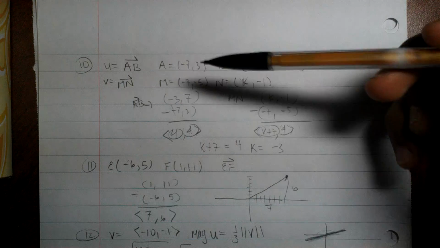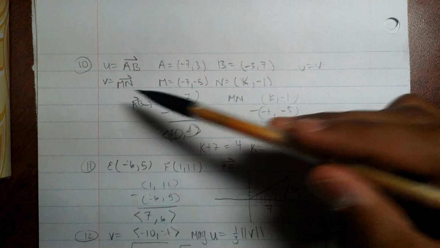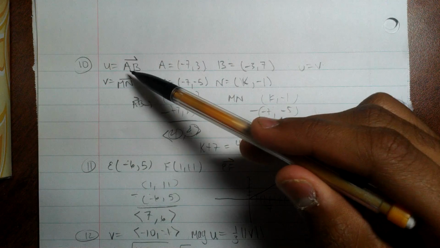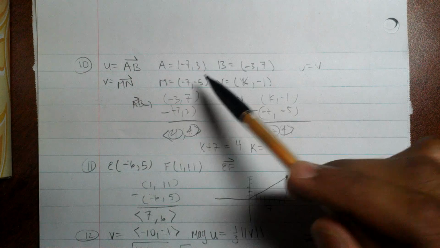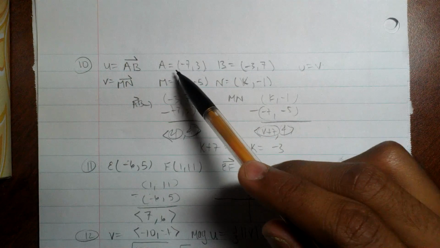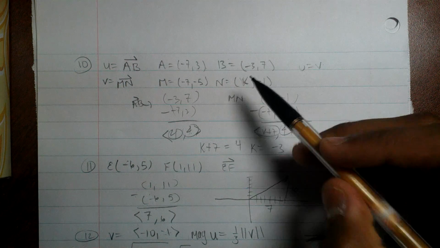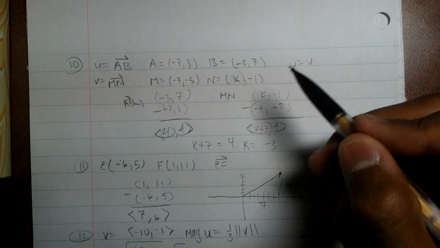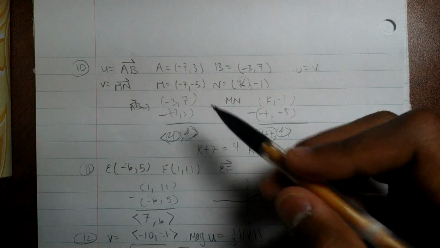So, let's begin. Question 10 is the problem where they give you the vector u and the vector v, and they say u is equal to vector AB, and v is vector MN, and they give you these two points. A is (-7, 3), B is (-3, 7), and they want you to find the value of this constant k that's going to make u equal to v. In order to do that, you find the component form of the two vectors.